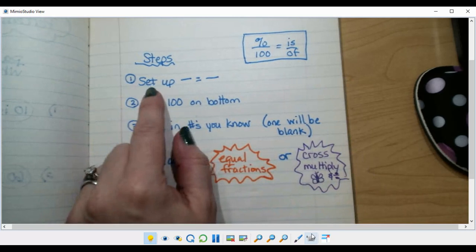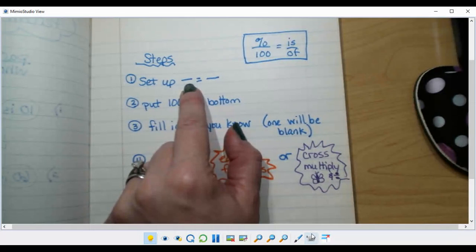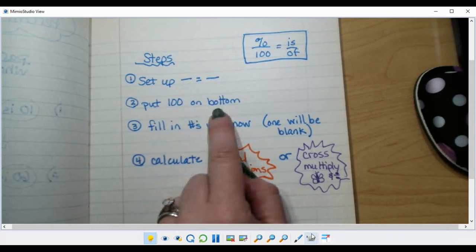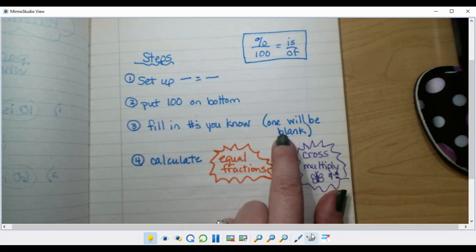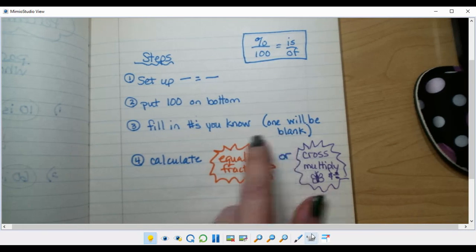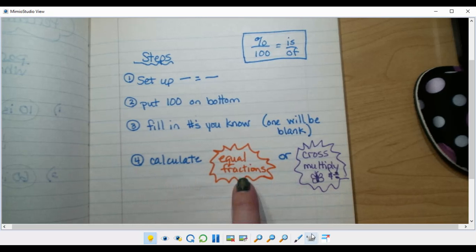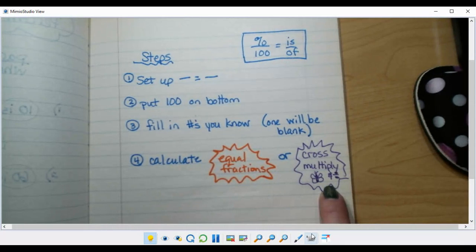Okay, step 1, set up your line equals line. Step 2, put the 100 on the bottom. Step 3, fill in the numbers that you know. One will be blank, always. And step 4, to calculate. You can either do it with equal fractions, or you can cross multiply and divide. That's my really bad drawing of a butterfly.